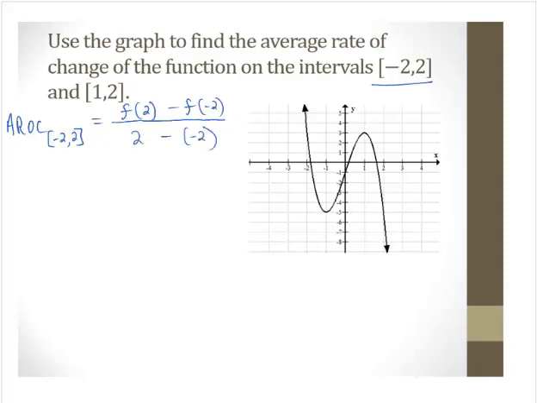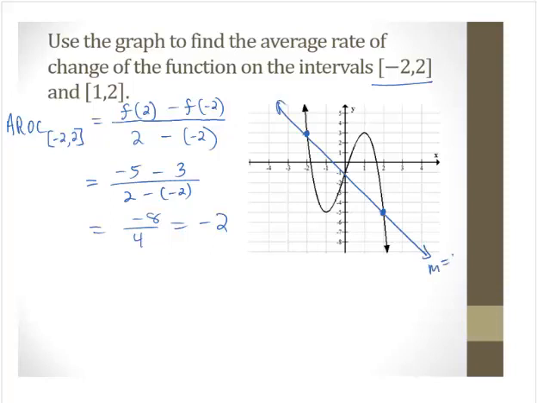Now to find f of 2 and f of negative 2, we just need to find the corresponding points on the curve. So f of 2 appears to be negative 5, and f of negative 2 appears to be 3. So that would give me negative 5 minus 3 over 2 minus negative 2. That's negative 8 over 4, which is negative 2. So the average rate of change of this function over negative 2 to 2 is negative 2. And again, if I were to draw the line through those points, which is called the secant line, the slope of this line is negative 2.